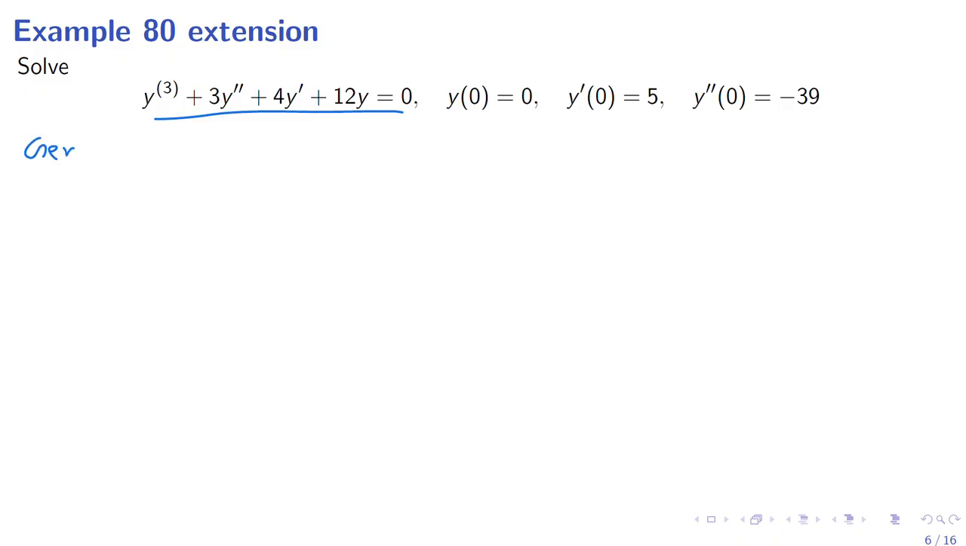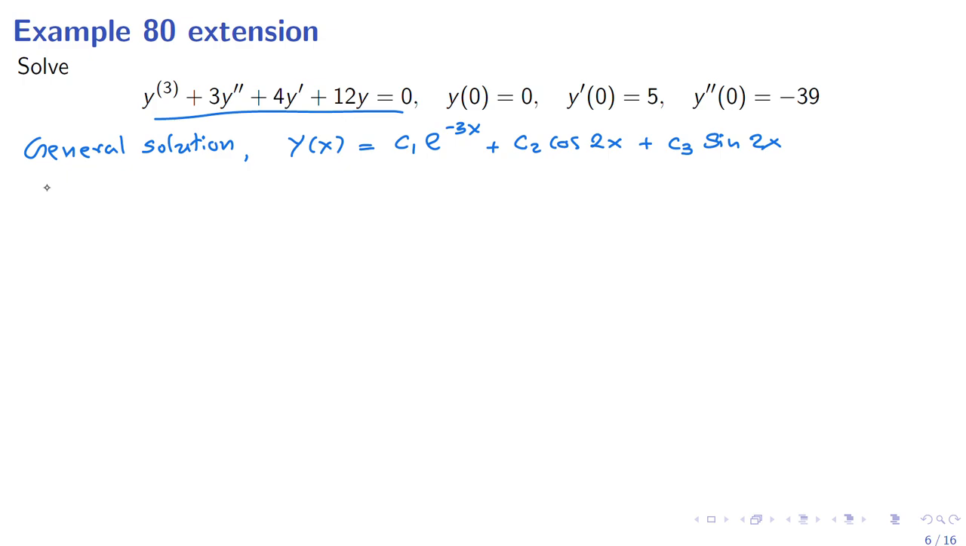So we know the general solution of this equation is y of x equal c1 e to the minus 3x plus c2 cosine 2x plus c3 sine 2x. Now, to apply these initial conditions, we need its first and second derivatives as well. So let's find them out.